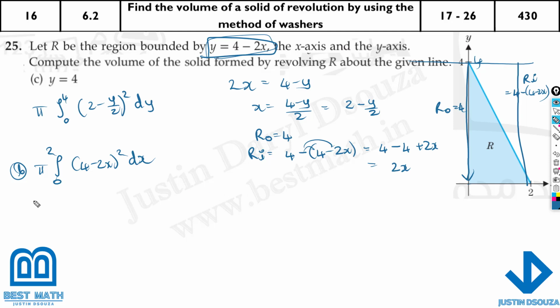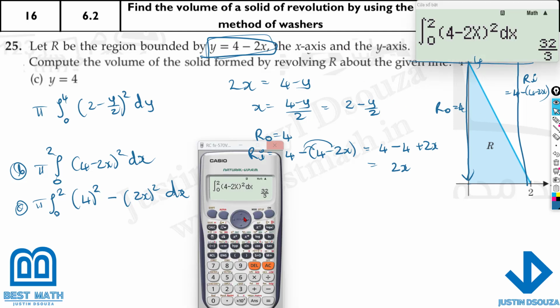So let me use the rule now. For the C, it'll be pi integral, again along the x-axis, the limits 0 to 2. And 4 squared, that is the outer radius, minus the inner radius, which is just 2x. I'm not going to write 4 minus. It'll be 2x the whole square dx. Now we put that in the calculator and we should get the answer.